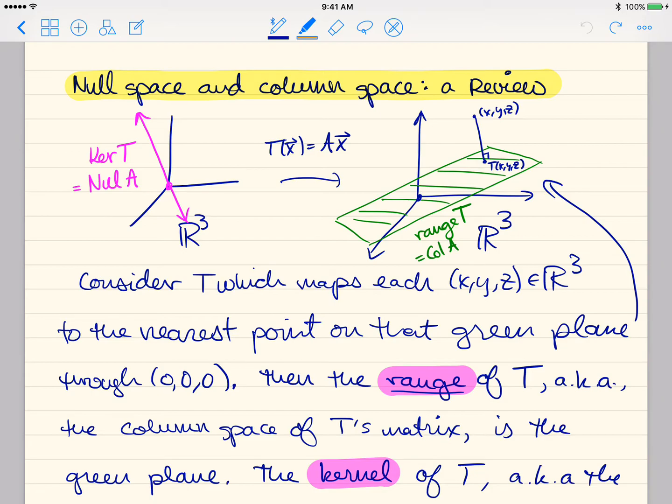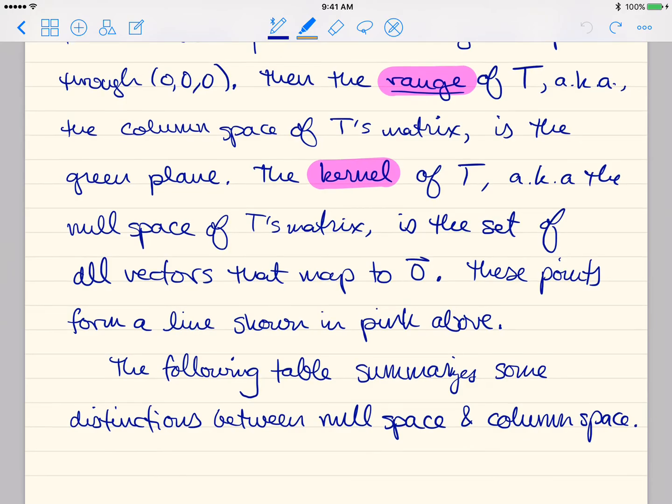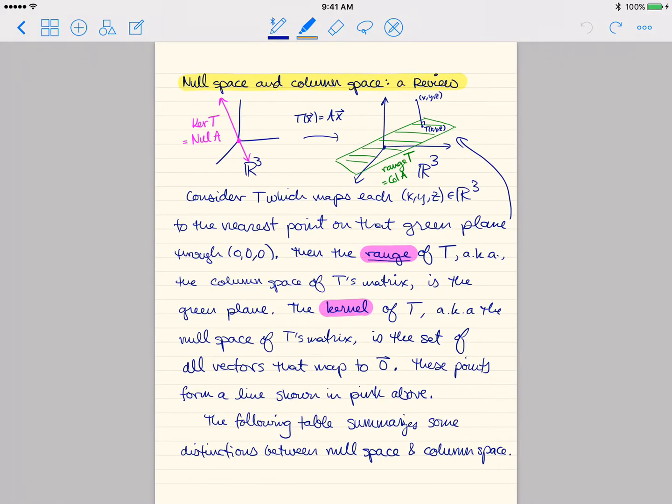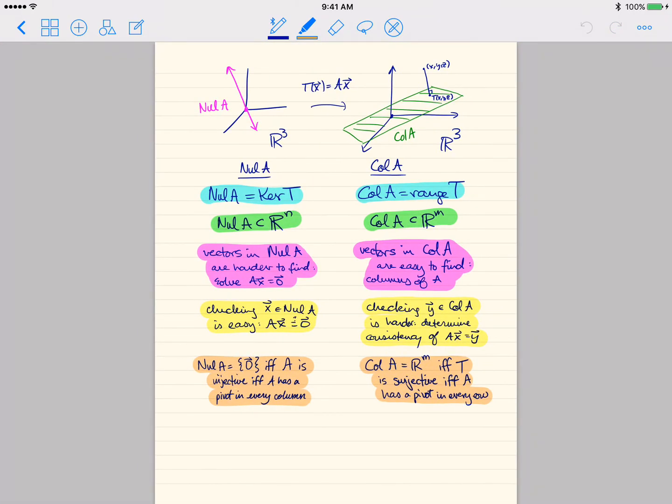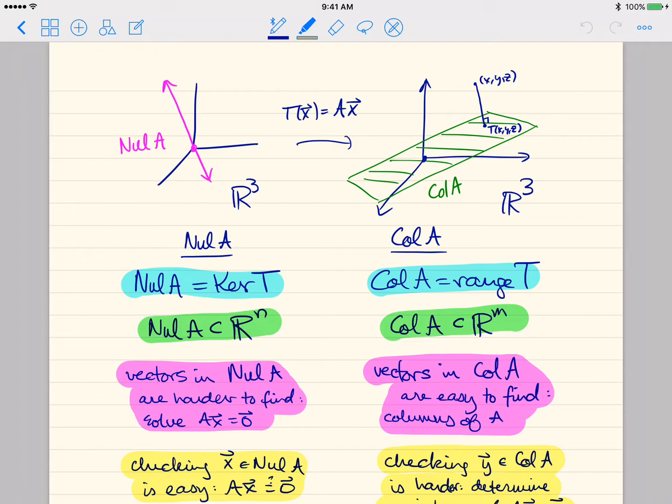In the context of linear transformations, we call the null space the kernel. So for matrices, we have null space and column space, and for the corresponding linear transformations, we have the kernel and the range. So let's make a little list of some comparisons between the null space and the column space. So first of all, as we said, the null space is the same as the kernel and the column space is the same as the range.